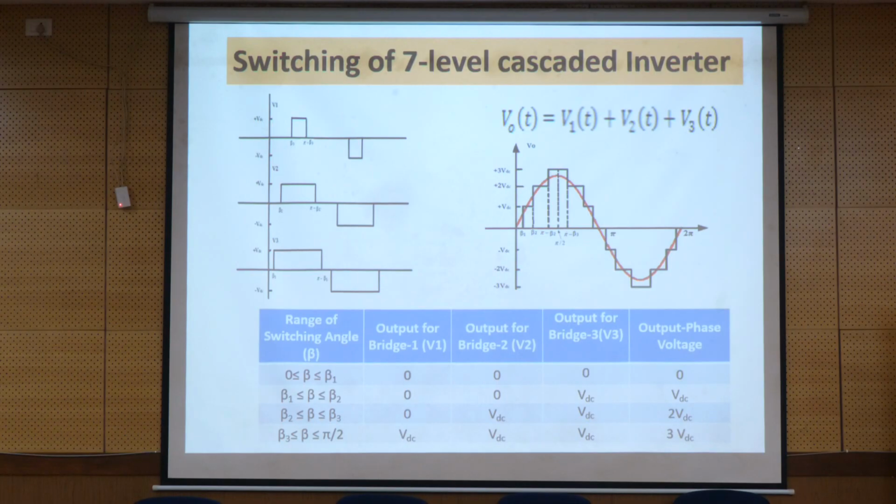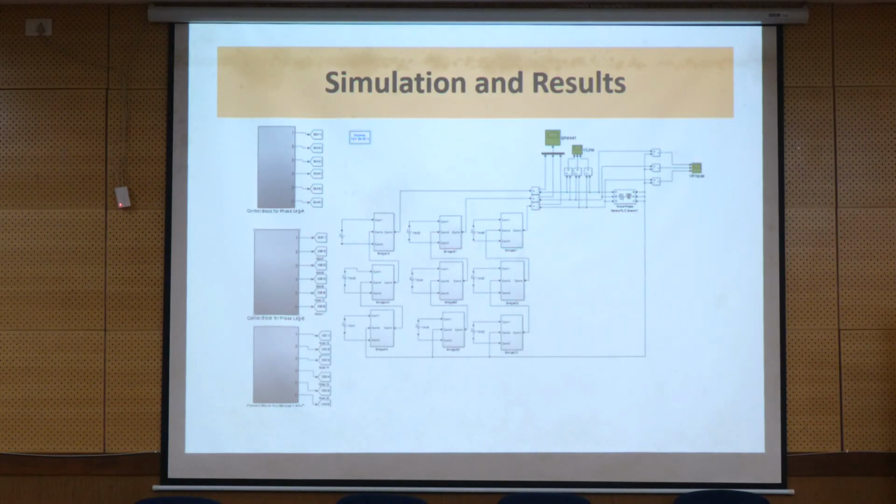Now if you see the simulation for a 3-phase system, we have 9 different DC sources. If you go for only a single phase system, you require only 3 DC sources, but this is meant for the 3-phase system. He has made use of 9 different DC sources. The simulation diagram is like this.